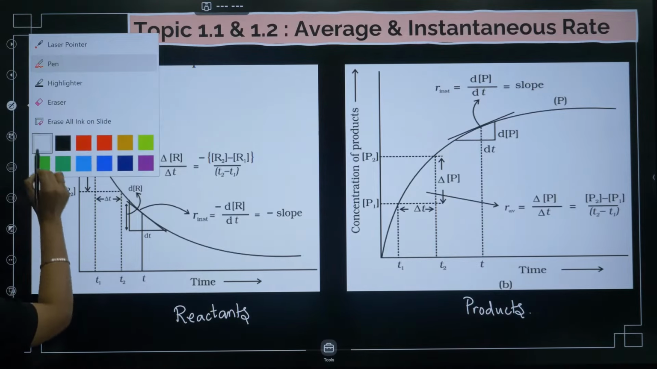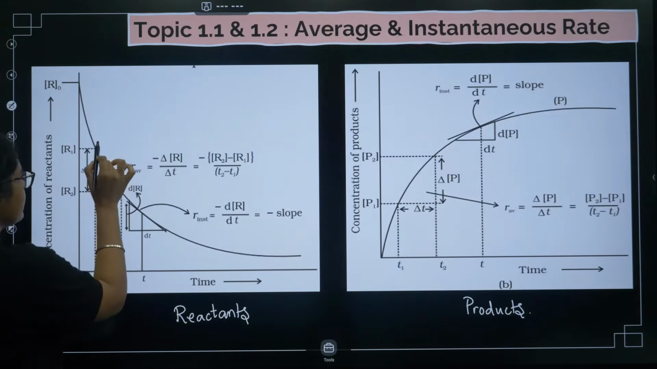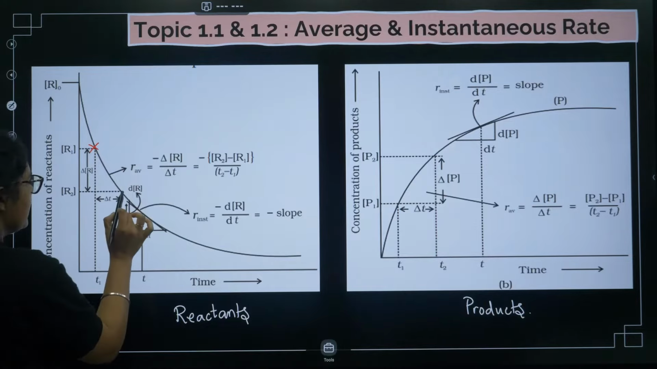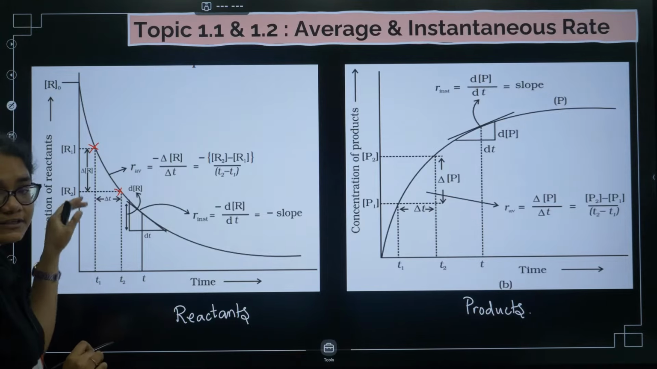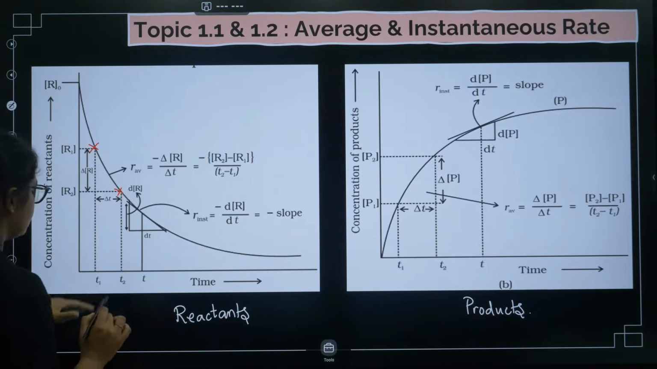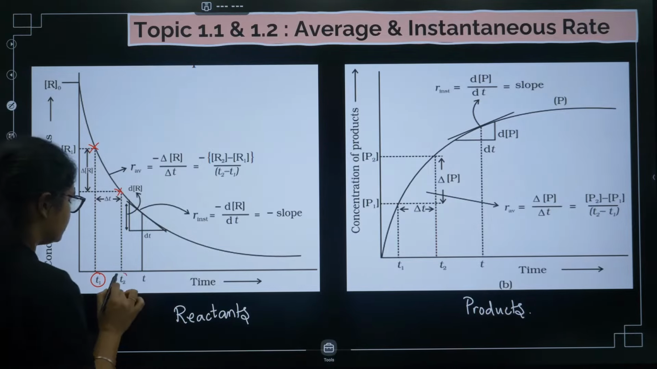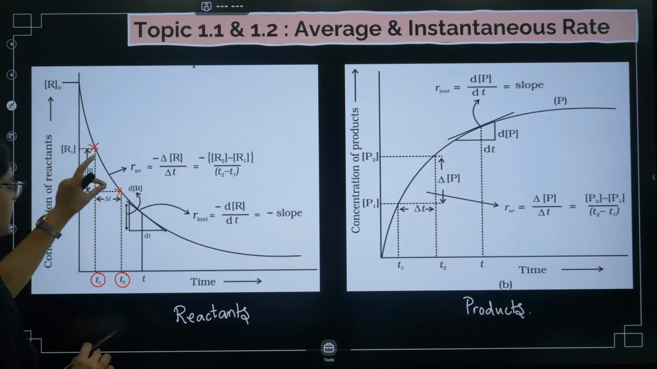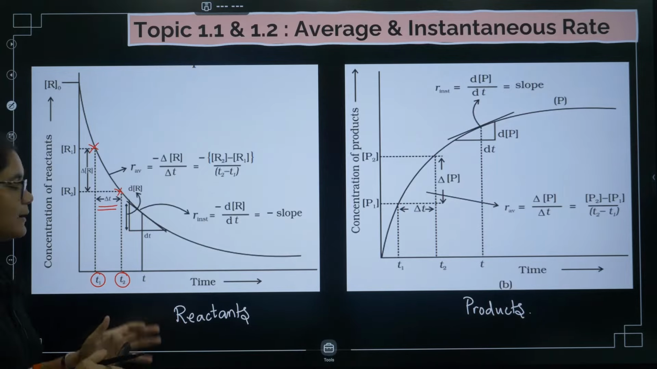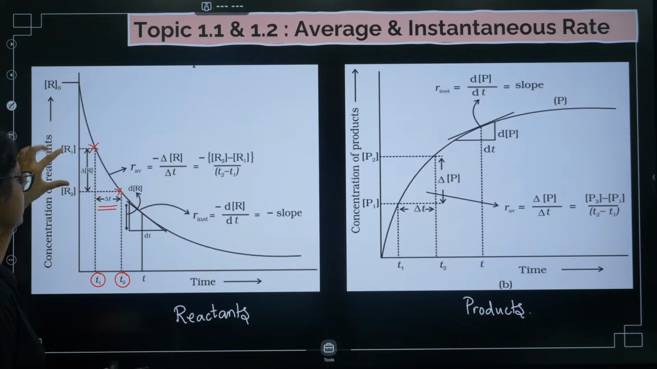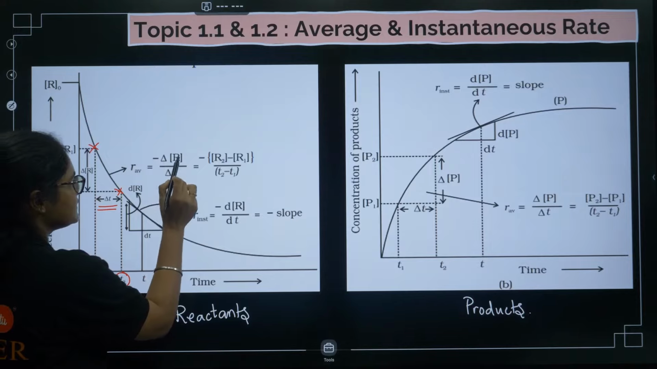See very carefully. If I want to calculate the average rate, I have taken this time interval, where the concentration was R1, and this other time point, where the concentration is R2. With time the concentration has decreased, right? For R1 the time was T1, and for concentration R2 the time is T2. This time interval is called delta T, and this change in concentration is called delta R. So the average rate is equal to minus delta R by delta T.